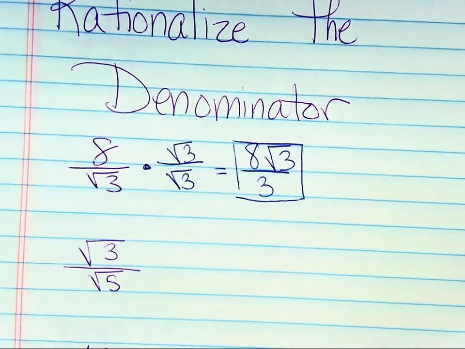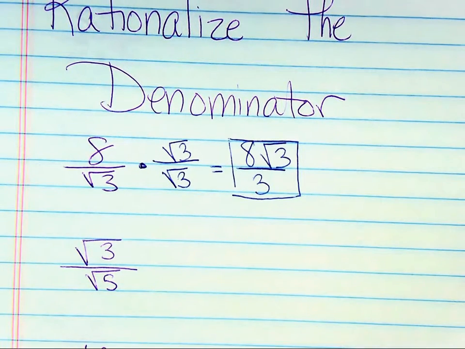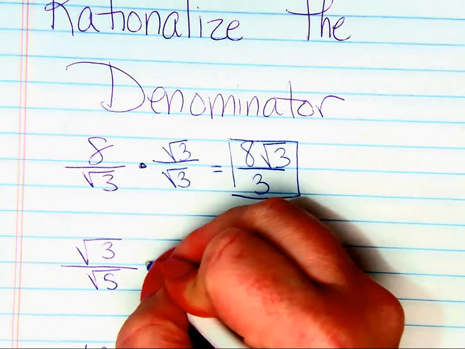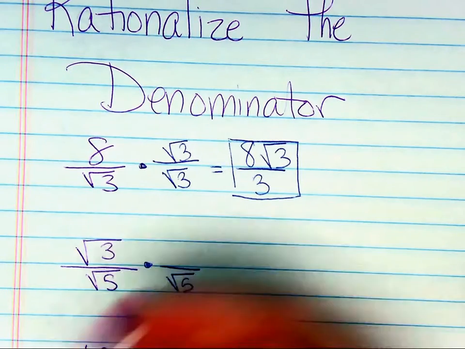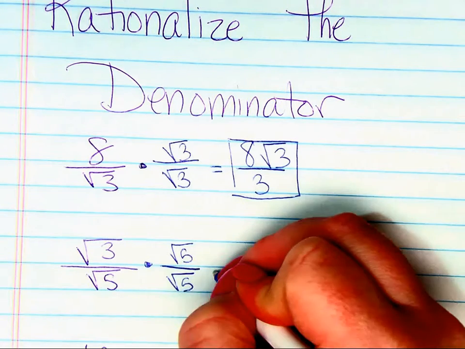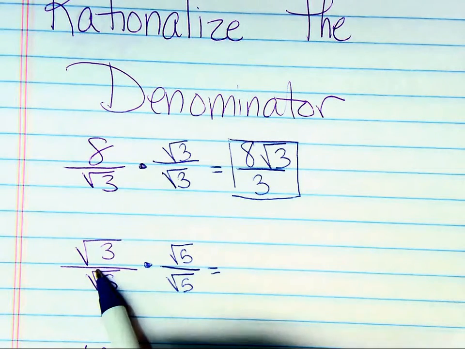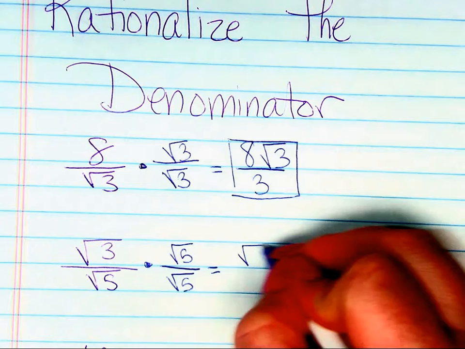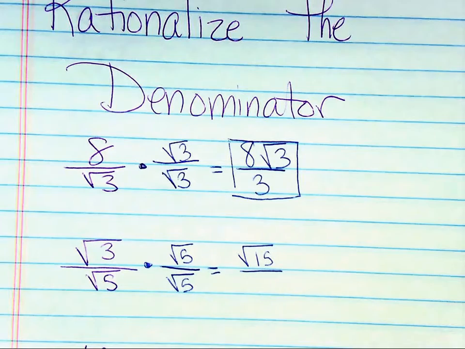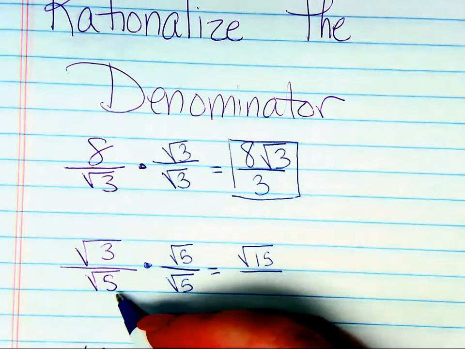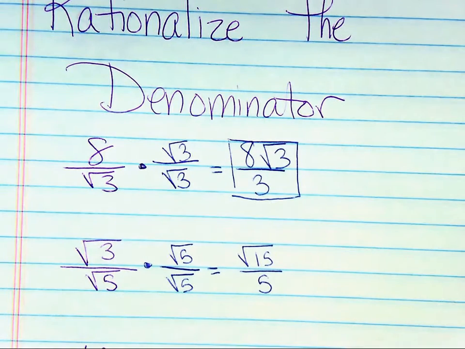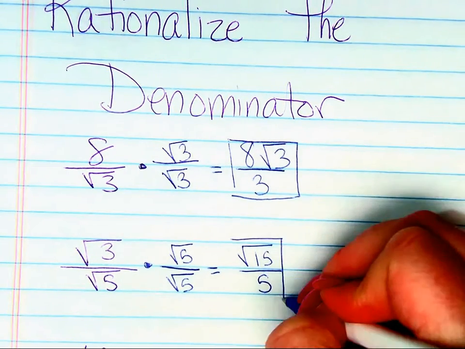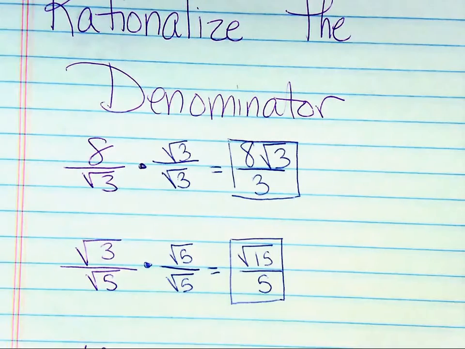Again, if I look at this example, the square root of 3 over the square root of 5, I'm going to multiply by the denominator, which is the square root of 5. Whatever I do to the bottom, I do to the top. The square root of 3 times the square root of 5 is the square root of 15, and it cannot be simplified. The square root of 5 times the square root of 5 is just 5, so my answer simplifies to the square root of 15 over 5.